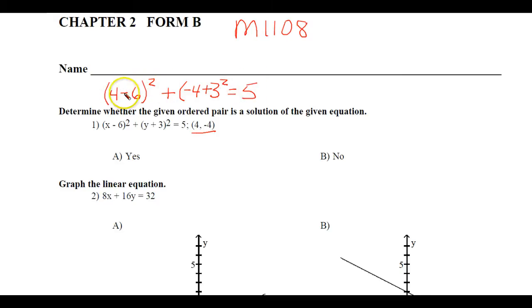So this is going to give you a negative 2 that you're going to square, which would be a 4. This is going to give you a negative 1 that you're going to square, which will give you a positive 1. And 5 equals 5. So, yes.